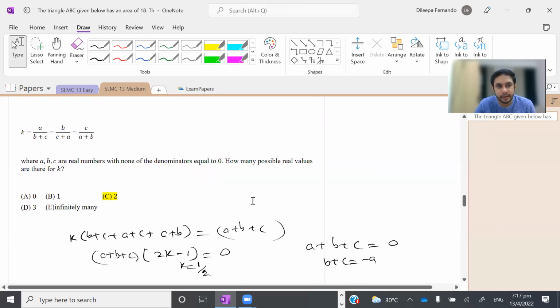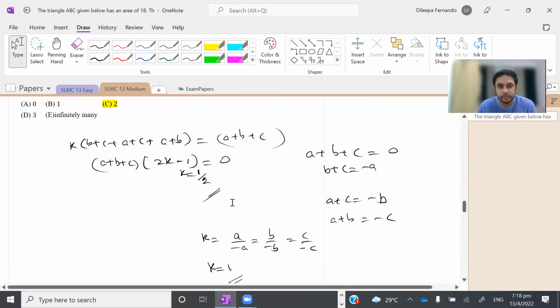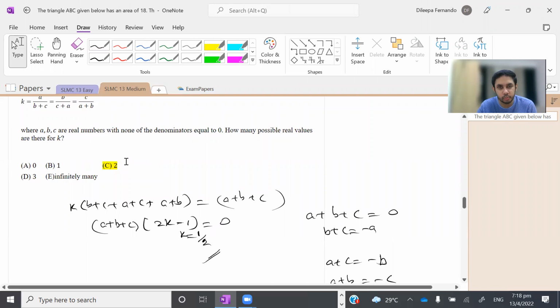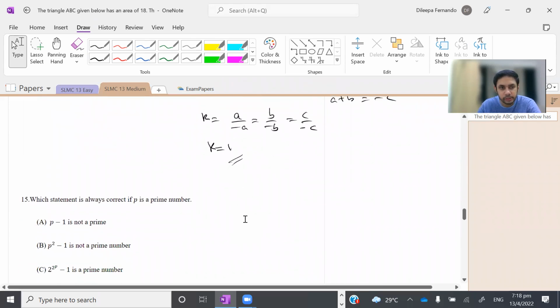So when we find ABC carefully, there's another k value which is 1. Means we have two values for k which satisfy this equation, and no more. So the answer is 2. One value we directly derived from the equation, and then we use the other factor of the equation and find another k value corresponding to it. Okay, that's done.